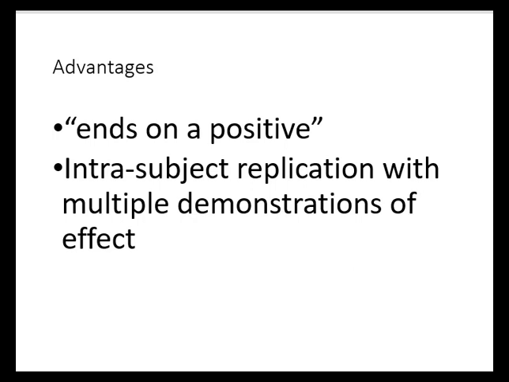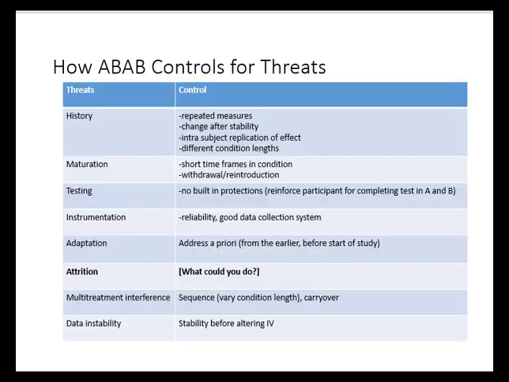The advantages of this design are that it ends in a positive. The B is the intervention phase, and that's where we end. Intra-subject replication is possible with multiple demonstrations of effect across participants. So AB controls for a number of threats.